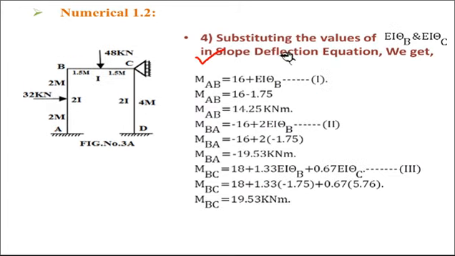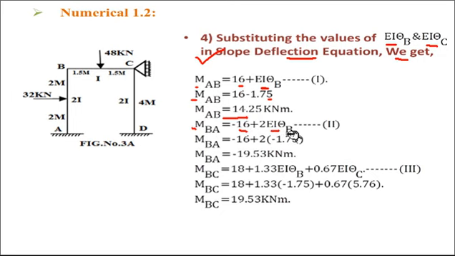Now substituting the values of EI theta B and EI theta C in the slope deflection equation, we get the end moment. We know that MAB is equal to 16 plus EI theta B. We calculated EI theta B, substitute here. After putting in the equation, we have MAB is equal to 14.25 kilonewton meter end moment.